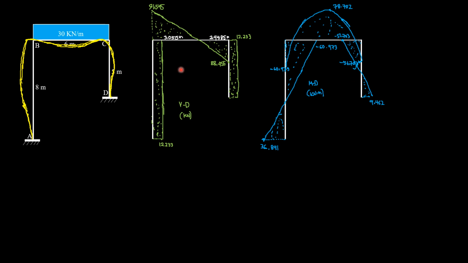You look at it in that direction as positive. This is the upper fiber. So that's it. That's for this problem on the construction of shear moment diagrams for frames.